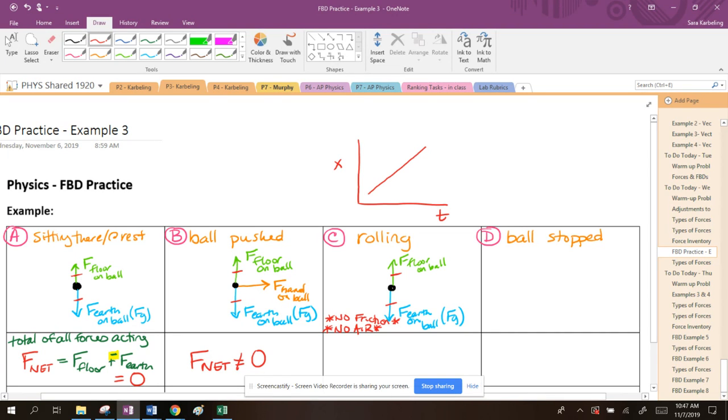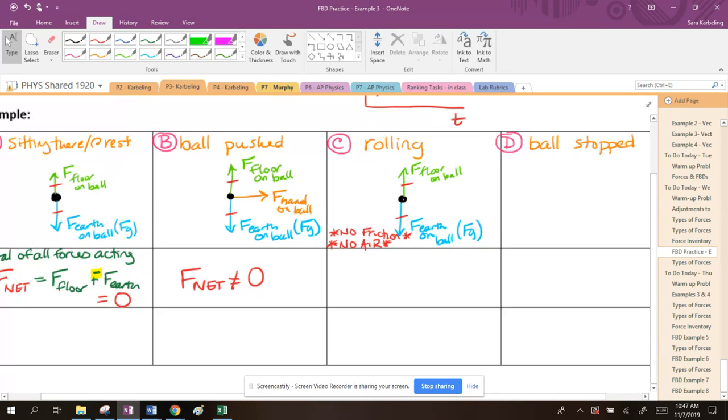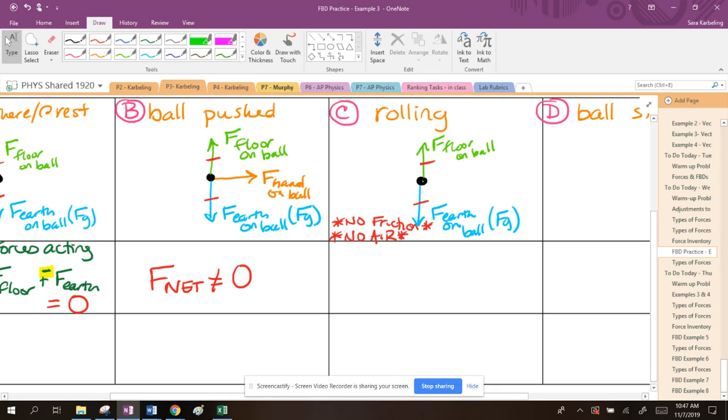We'll get to friction soon, I promise. Yet today, what else is pulling or pushing on the ball as it's rolling? Anything else pulling or pushing on the ball as it's rolling? Is my hand pulling or pushing on the ball? No, because I'm not touching it, right?